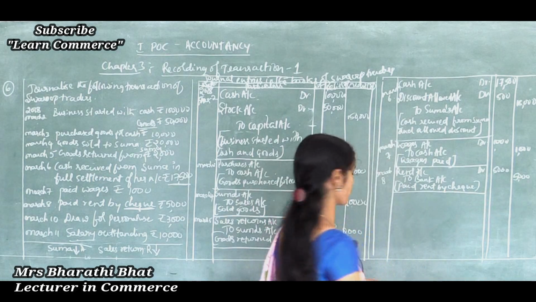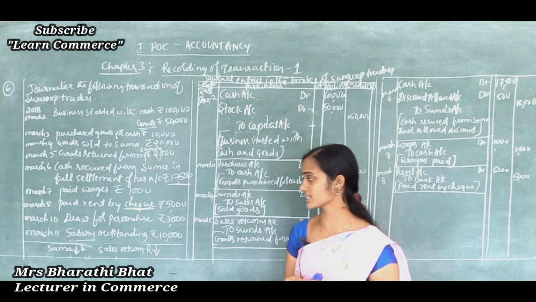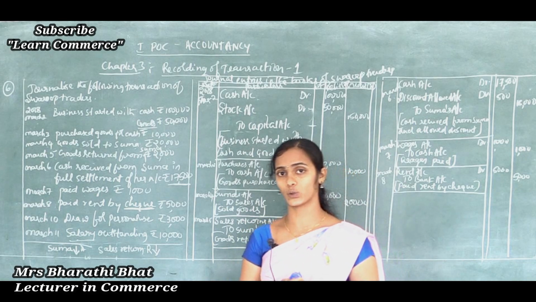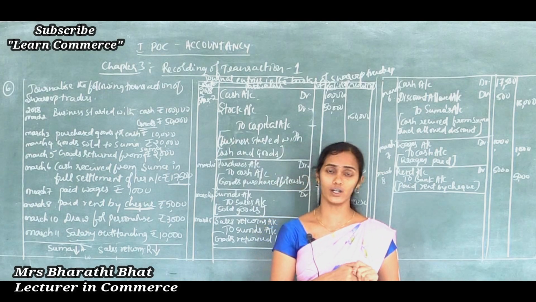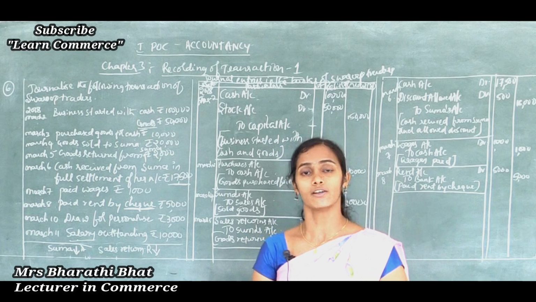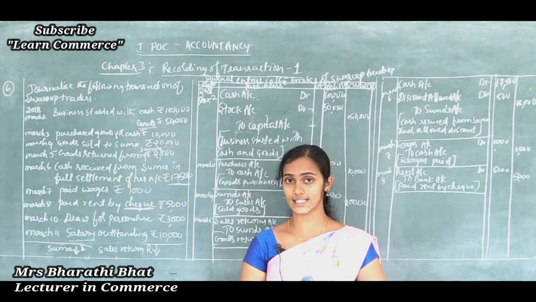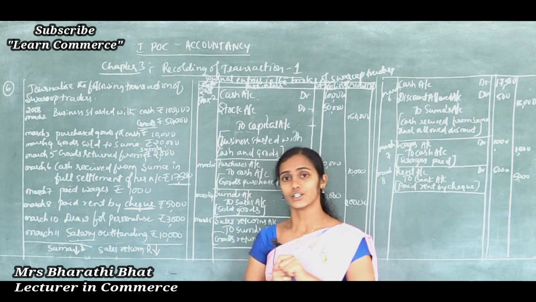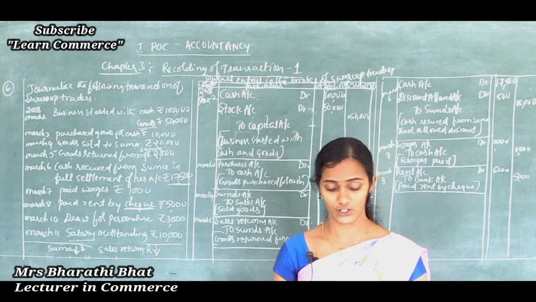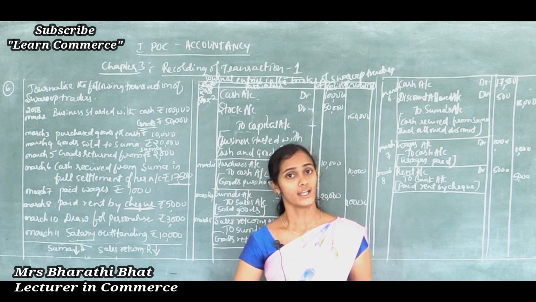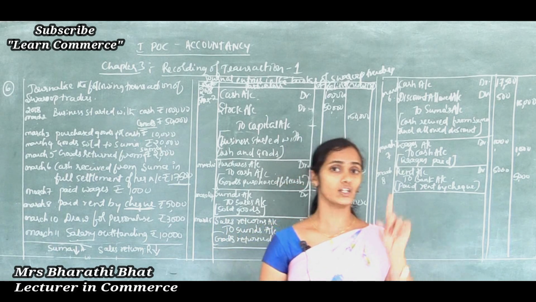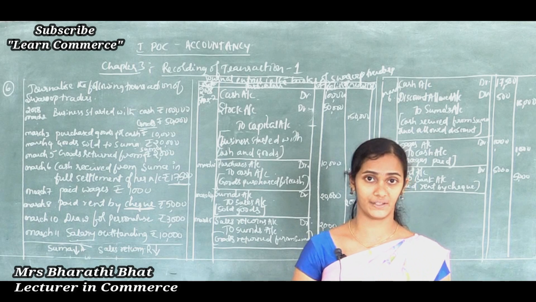Okay, and next one, drive for personal use. Already I told that personal use means drawings. If the owner withdraws any amount from the business for his personal use, then it is considered as drawings. How can we record the drawings here? Drawings come under the capital account, decreases in capital.